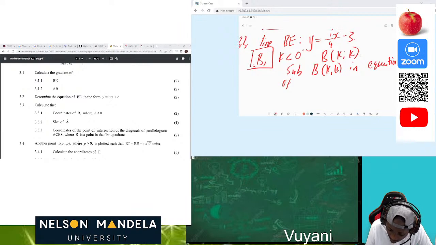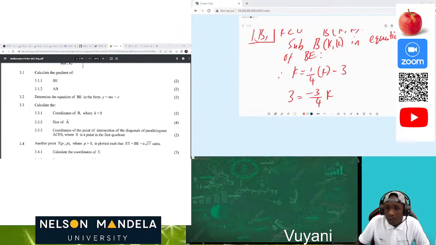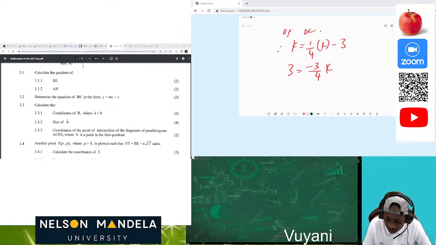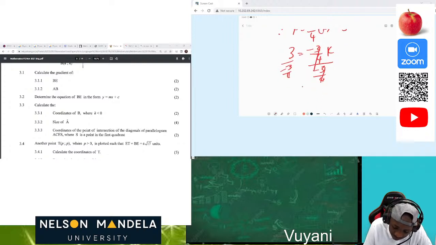That will give us negative 3 over 4k, because we've transposed 1 over 4k, then we transpose k to the other side. So we'll end up having 1 over 3, negative 3 over 4k. Then we divide both sides by negative 3 over 4. Then we end up having the value of k, which is equal to negative 4.